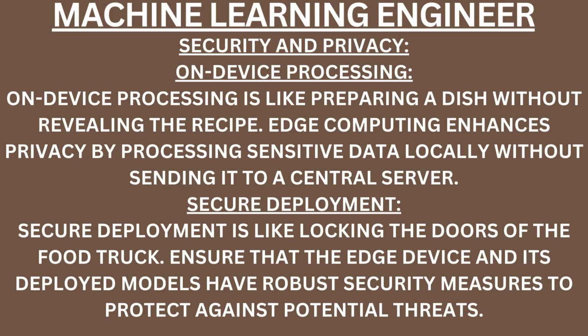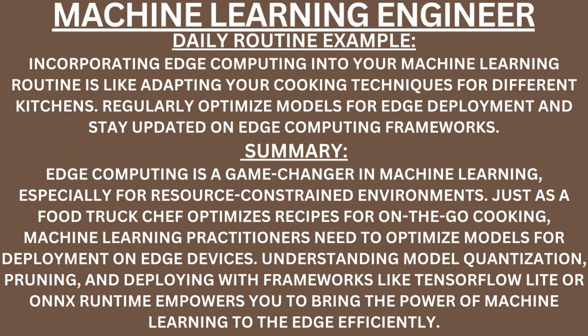Secure deployment. Secure deployment is like locking the doors of the food truck. Ensure that the edge device and its deployed models have robust security measures to protect against potential threats. Daily routine examples. Incorporating edge computing into your machine learning routine is like adapting your cooking techniques for different kitchens. Regularly optimize models for edge deployment and stay updated on edge computing frameworks.